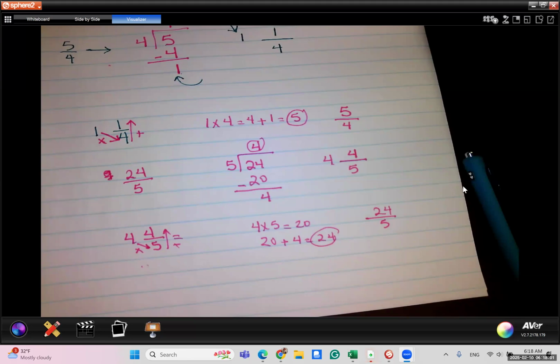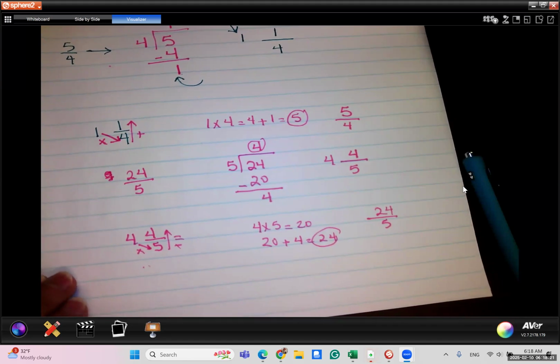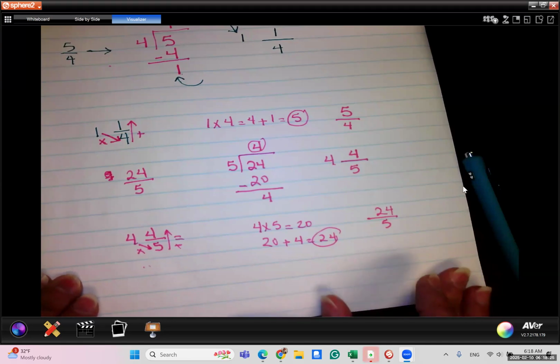When you add or subtract mixed numbers, you can add the whole numbers separately and the fractions separately. But when you multiply and divide fractions, you need to change a mixed number to an improper fraction before you can multiply or divide, okay? And I'm going to do one more video for that, and that should be all the videos for this week and next week.